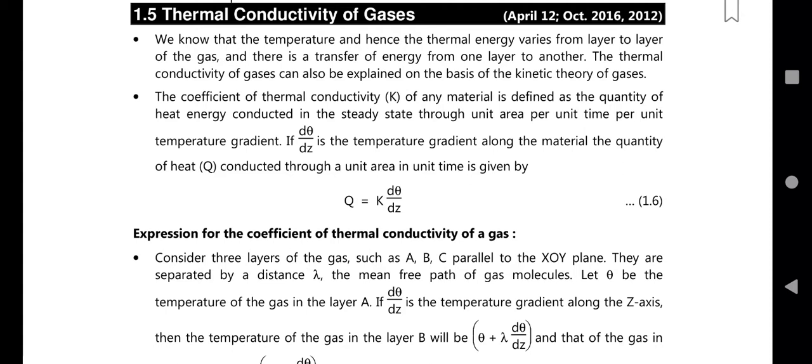Now, the coefficient of thermal conductivity, which is represented by K, of any material is defined as the quantity of heat energy conducted in the steady state through unit area per unit time per unit temperature gradient. Now suppose dθ/dz is the temperature gradient along the material. The quantity of heat conducted through the unit area in unit time is given, according to the definition, by Q = K dθ/dz.